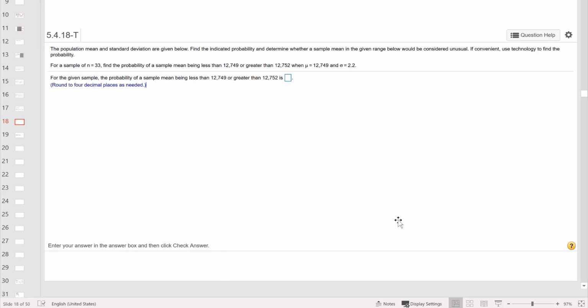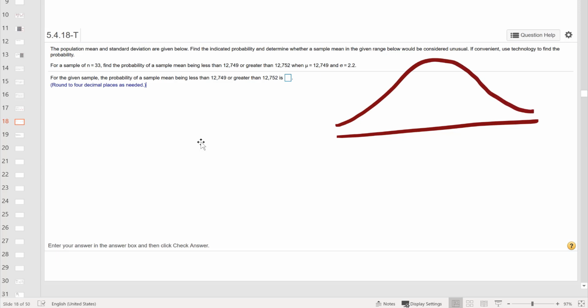All right, this one. Okay, another slightly tricky one here. So the population mean and the standard deviation are given below. That's great. Find the indicated probability and determine whether the sample mean in the given range below consists of usual values. Okay, so let's go for it here. So whenever I think of this, I always think of a normal distribution. And it says that n is equal to 33. Let me just put that down. Boom, boom, boom.